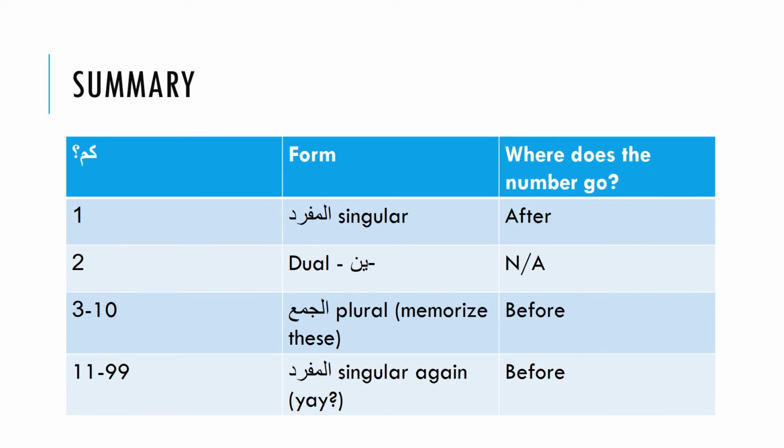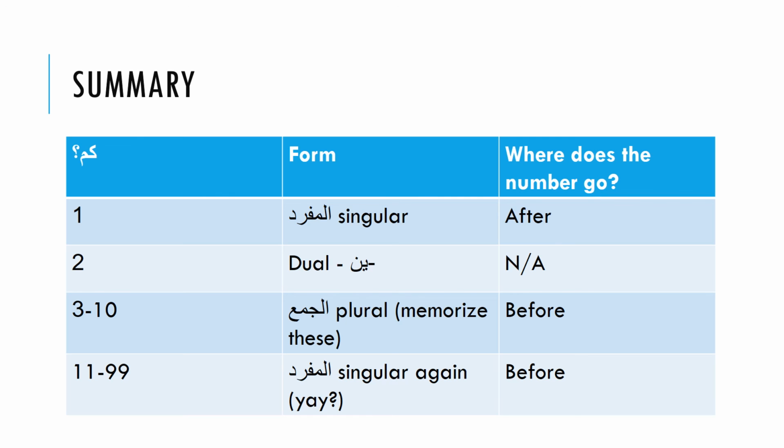To summarize, for واحد of something, we just have al-mufrad, the singular. And again, just the word by itself in the singular implies that there's only one. We don't really have to specify more. But if we do want to specify a little bit more, we put the word واحد after that noun. With regards to the dual, we don't have a number. We don't need to have a number. You just add ain to the end of the word, and you're done.